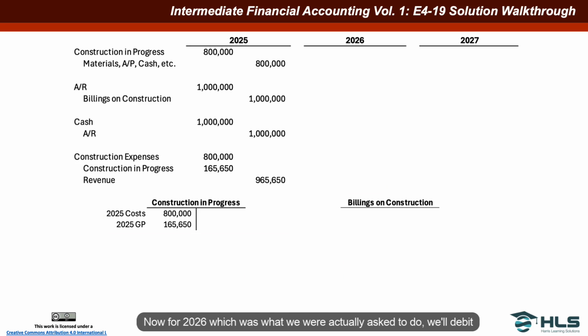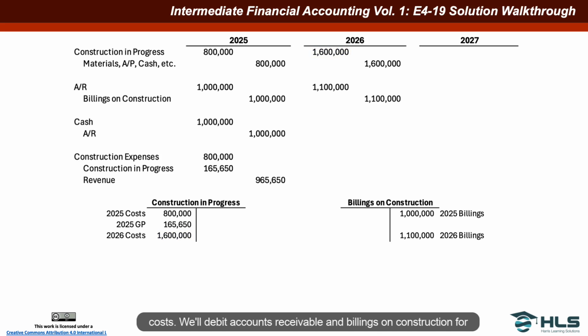Now for 2026, which was what we were actually asked to do, we'll debit the construction in progress and credit the materials for $1.6 million in costs. We'll debit accounts receivable and credit billings on construction for the billings in the period of $1.1 million. We'll debit cash and credit accounts receivable for $1.1 million, which is the collections during the year.